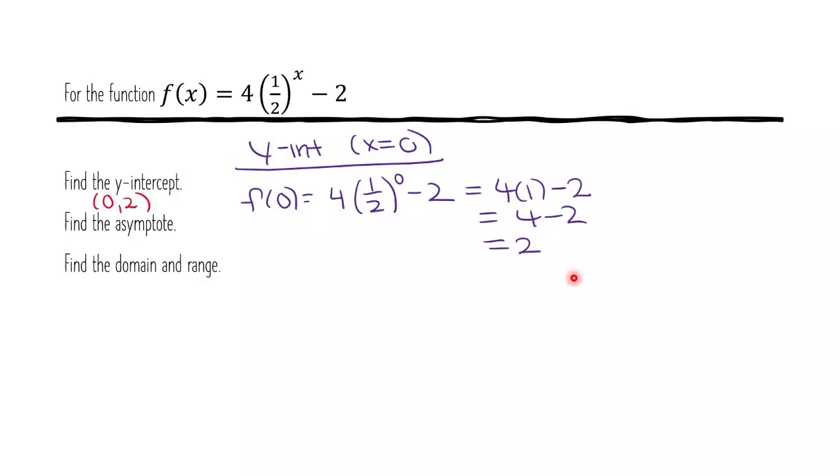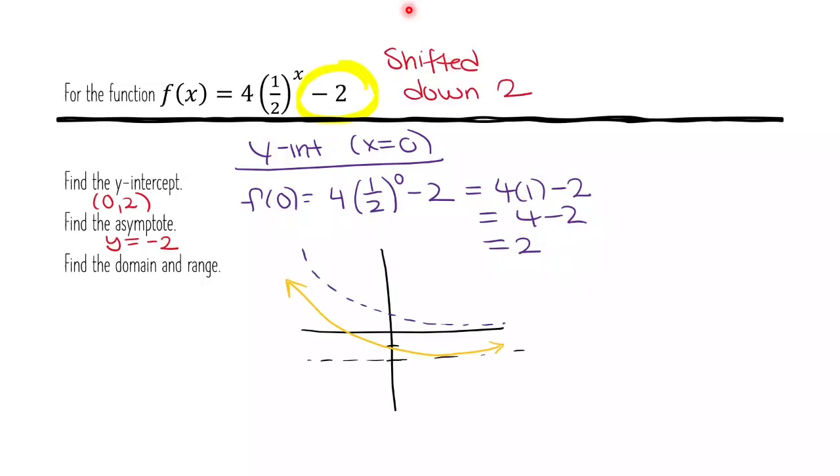Now to find my asymptote, I'm going to think about the graph. I'm not going to do a very precise drawing, but I'm going to think about what's happening to this graph. So the 1/2 to the x means we have exponential decay. But the important thing when it comes to the asymptote is this minus 2 right here that I've circled tells us that the graph has been shifted down 2. And so if we shift that graph down 2, that's going to move our asymptote to y equals negative 2. Again, that vertical shift, that constant, is going to tell you what your asymptote is. So y equals negative 2 is my asymptote.